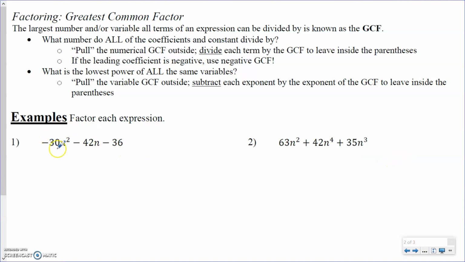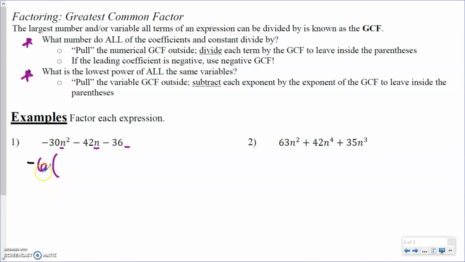Okay, so when I look at 30, 42, and 36, I know that I can divide all of those by 6. I'm going to use a -6 because they're all also negative. So I can divide every term by -6. So that's that number part, okay? The second part is looking at the variables. What variables do all of the terms have in common? Well, notice these first two have n's, but that third one doesn't. So we can't actually factor out an n since there's not an n in every term. So what we're going to do is just divide everything by -6.